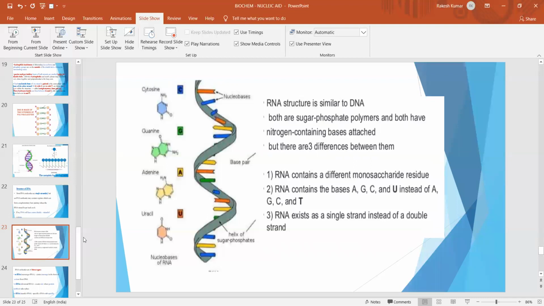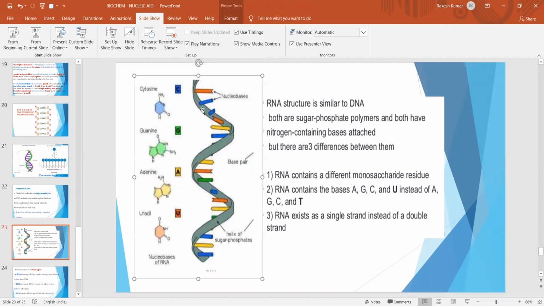Here you can see the diagrammatic structure of RNA, where the backbone consists of phosphate and sugar in a similar way to DNA, whereas C1 of each sugar moiety is attached to different nitrogenous bases containing cytosine, guanine, adenine, and uracil. So RNA and DNA basic structure is the same. Both are sugar phosphate polymers and both have nitrogen containing bases attached to sugar.